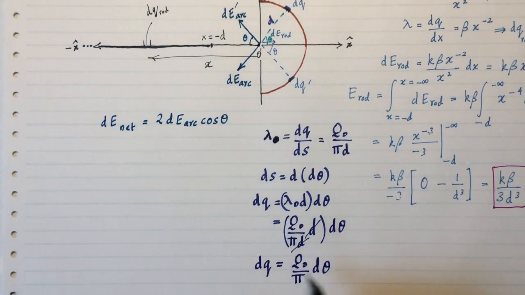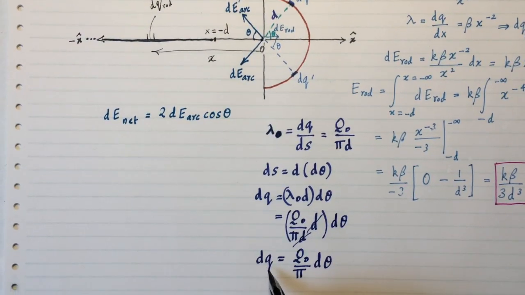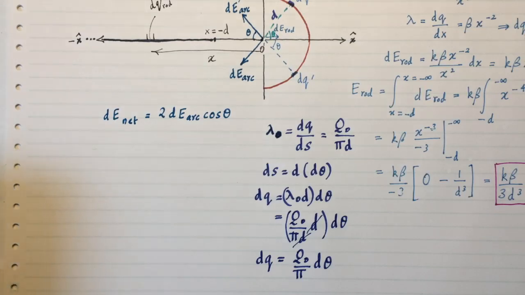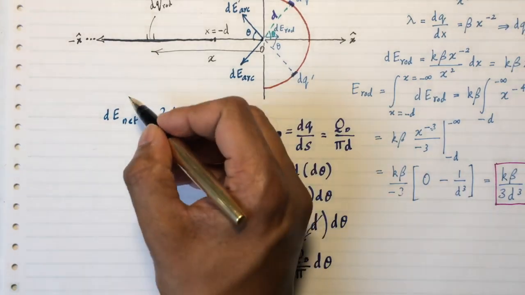So this has an interesting interpretation. The amount of charge for any portion of the arc is just equal to the charge per unit angle times the angle. So that can be thought of as the angular charge density. Angular charge density times the angle equals the charge you have. Moving on, let's figure out what dE net for the arc is.